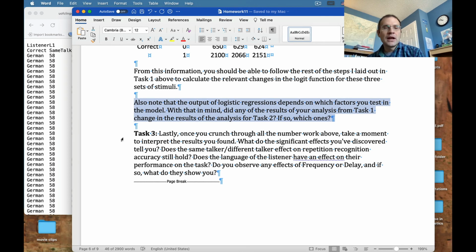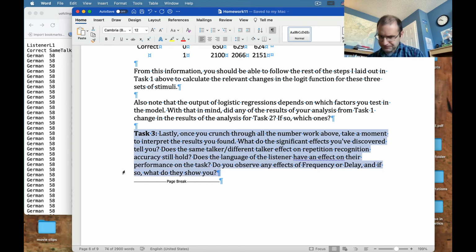If so, which ones? Lastly, once you crunch through all the number work above, take a moment to interpret the results you found, because that's why we're doing this. What do the significant effects you've discovered tell you? Does the same talker or different talker effect on repetition recognition accuracy still hold? I.e., normally people recognize a word as repeated better when they hear it produced by the same voice than produced by a different voice. And does the language of the listener have an effect on their performance on the task? Also, do you observe any effects of frequency or delay? That's kind of what part 2 is about. And if so, what do they show you?